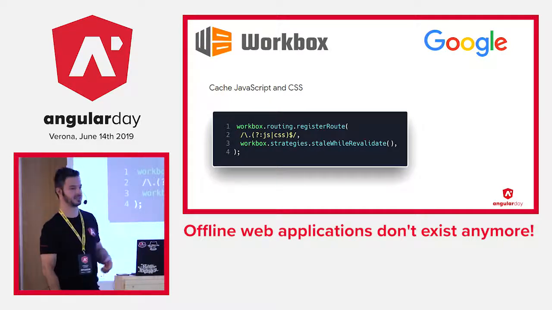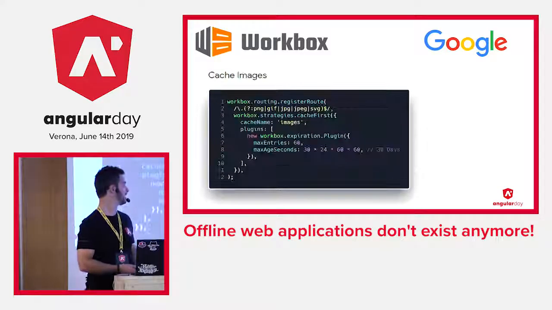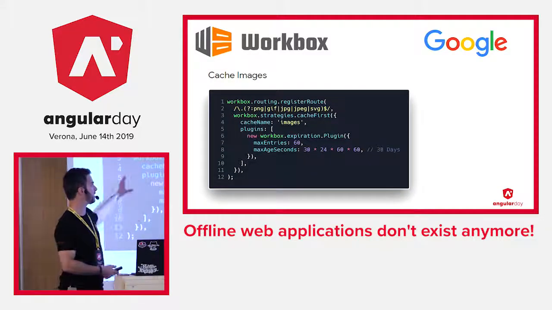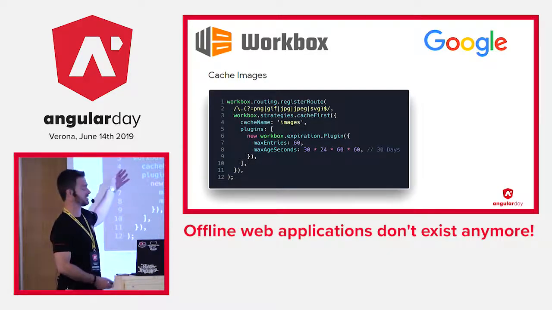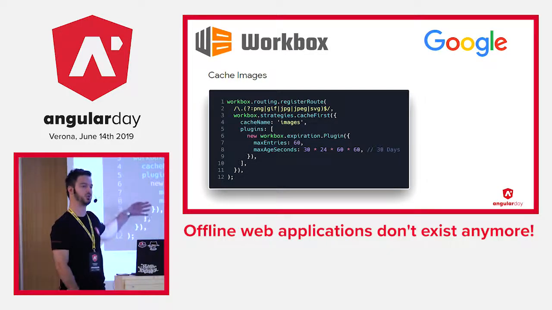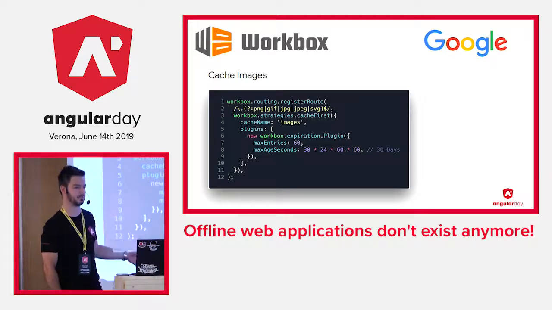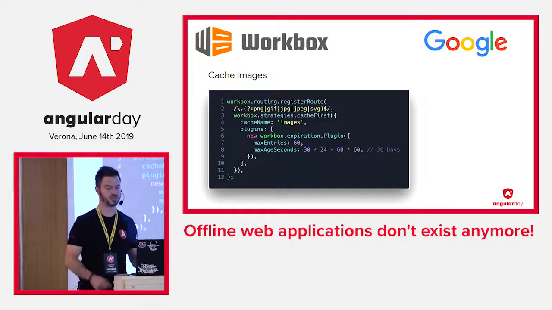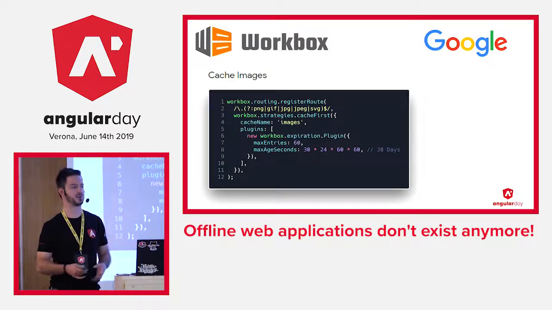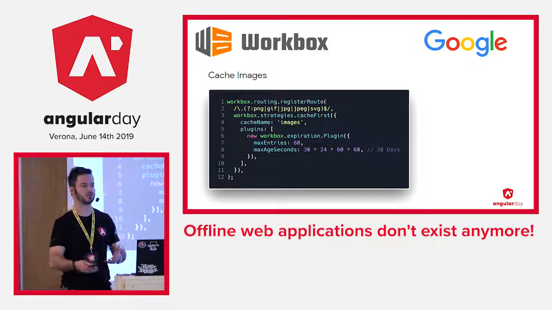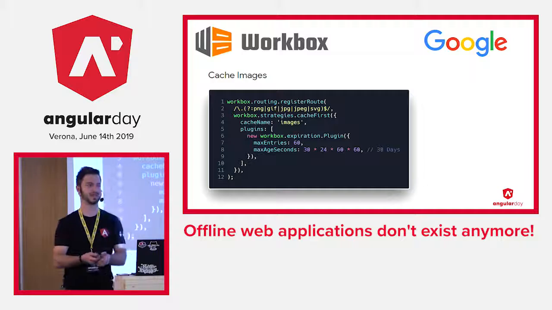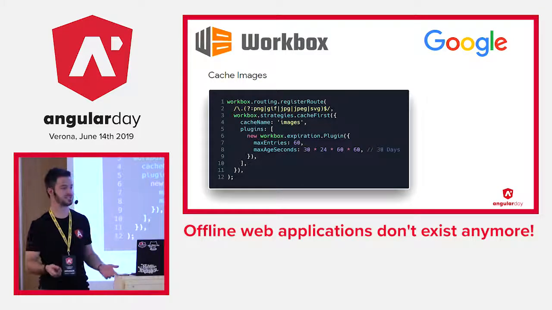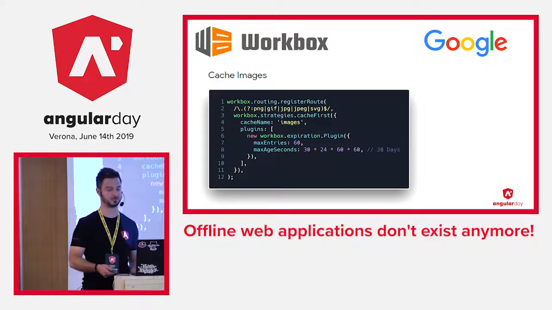Stale while revalidate is the third strategy we just previously saw. On the other side, we can not only target which assets, in this case images, we want to cache, but we can also provide for how long and how many items we want to keep in the cache. Those two tools are framework agnostic, so they don't interact with any specific framework. We can use them for Angular, vanilla JavaScript, React, as you want.